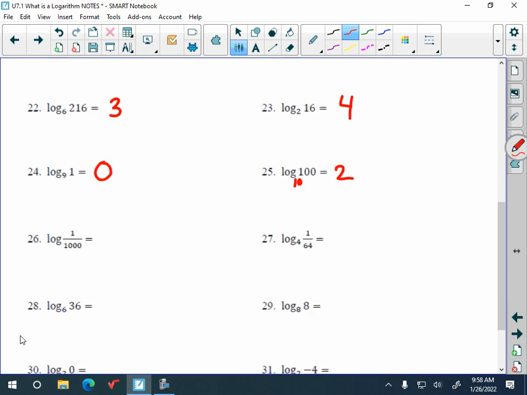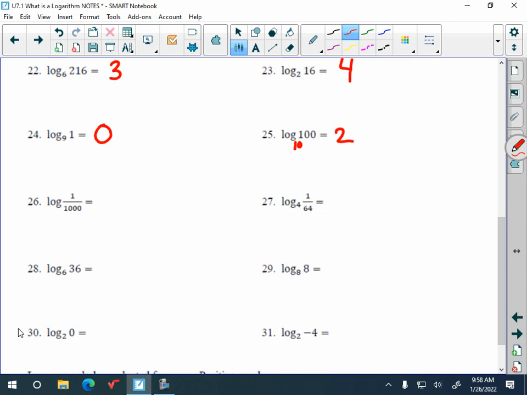All right, 26, log of 1 over 1,000, negative 3. 27, log base 4 of 1 over 64. That's negative 3 also. 28, log base 6 of 36, 2. 29, log base 8 of 8. What is it? 1, yeah. 8 to the first power equals 8.